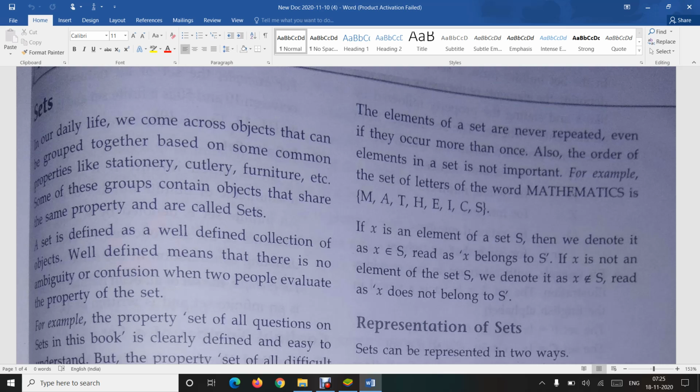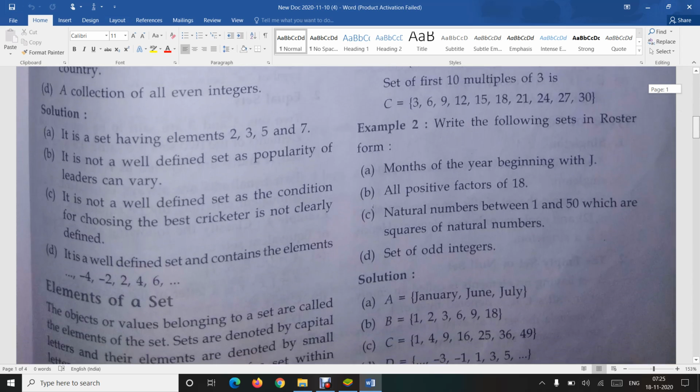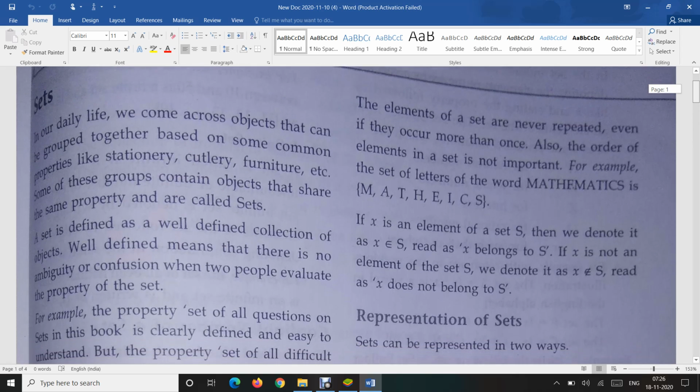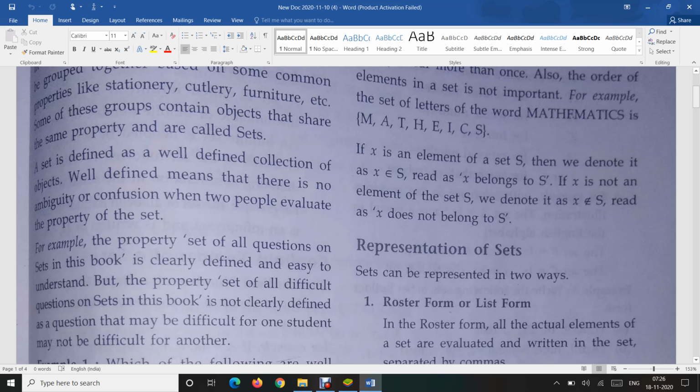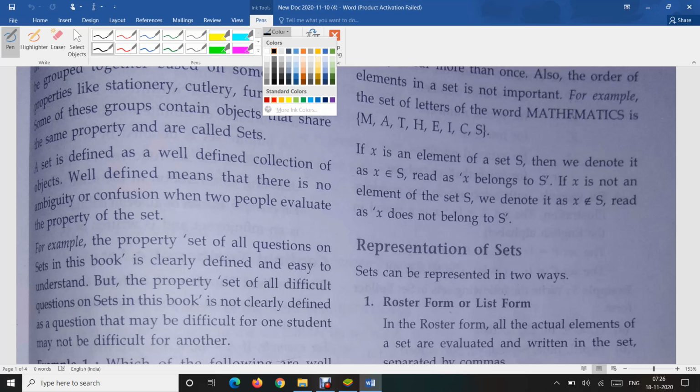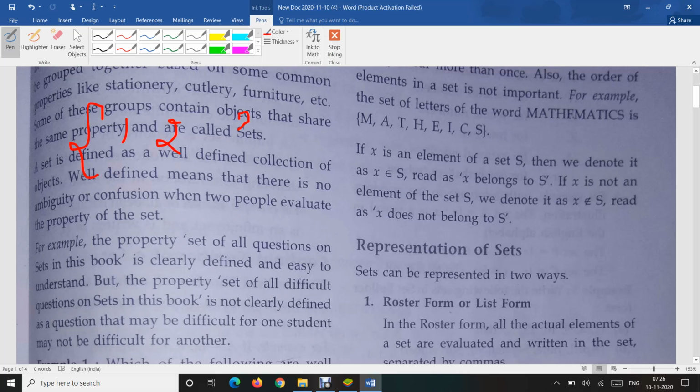Basically we studied that a set is a collection of well defined and related objects. The next is the elements of a set. What are the elements of a set? Just like we have some numbers 1, 2, 3 and 4, and we put them within curly brackets, {1, 2, 3, 4}, separated by commas, and end with the curly bracket. Now these 1, 2, 3 and 4 are the elements.